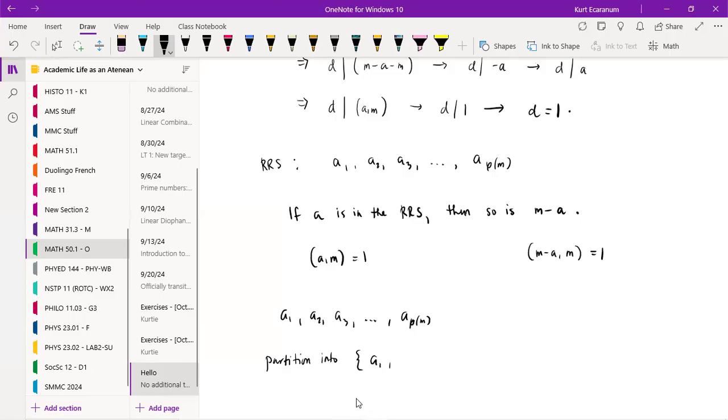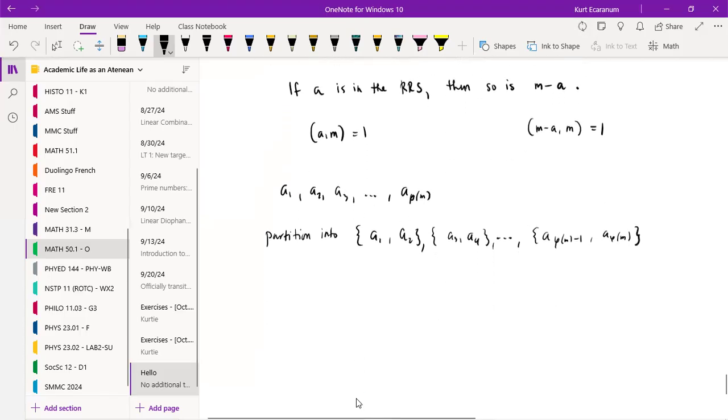A sub 1, kunyari A sub 1, A sub 2, A sub 3, A sub 4, A sub phi of M minus 1, A sub phi of M. Yan. So we can actually do this. Pero parang abstract niya tingnan eh. So, let's try muna kaya tingnan natin yung example.